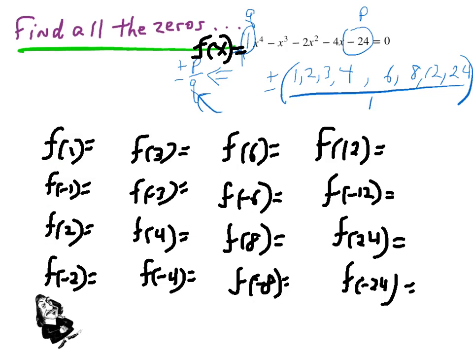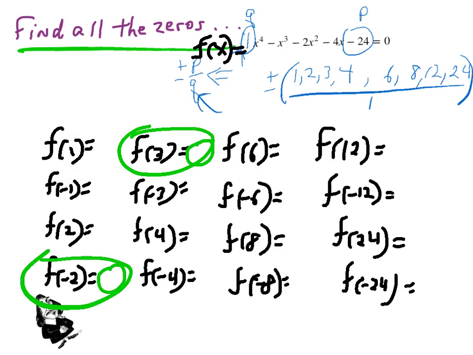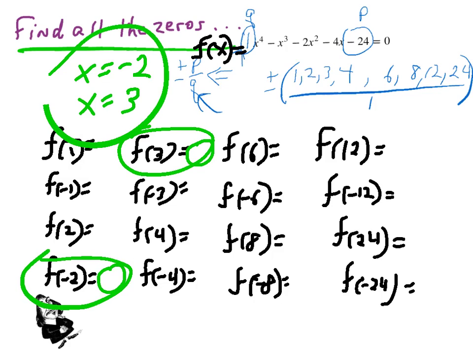So the ones that come out to be roots are these two. If you plug in negative 2, you get a y value of 0. If you plug in positive 3, you get a y value of 0. You have two roots. You have a root at x equals negative 2, and you have a root at x equals positive 3.